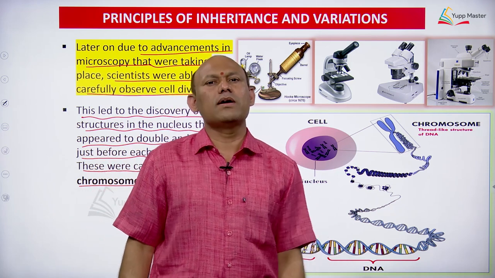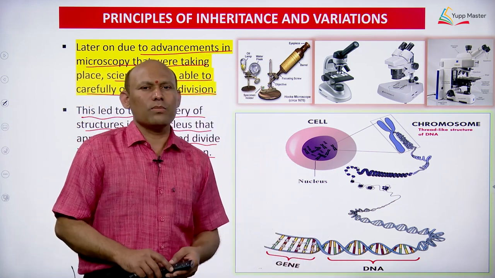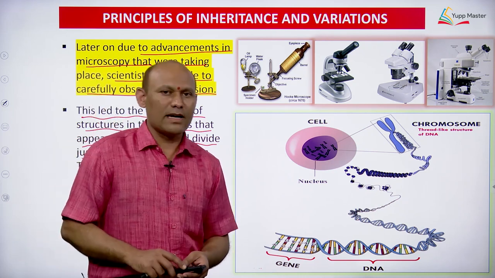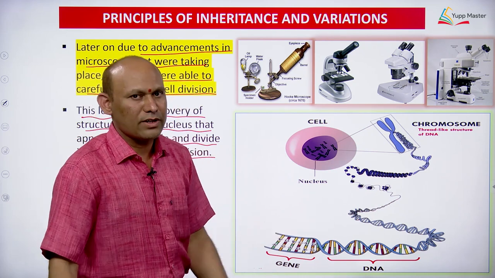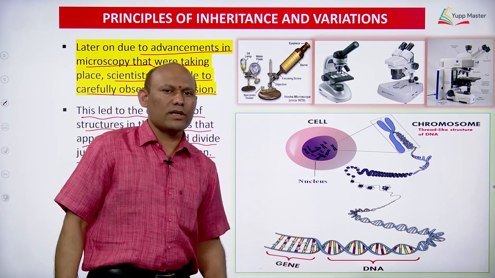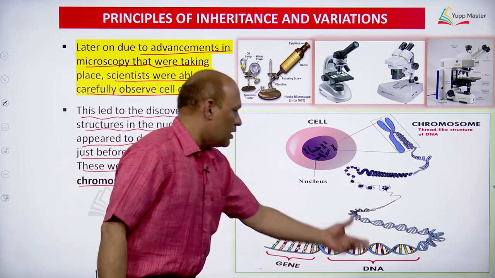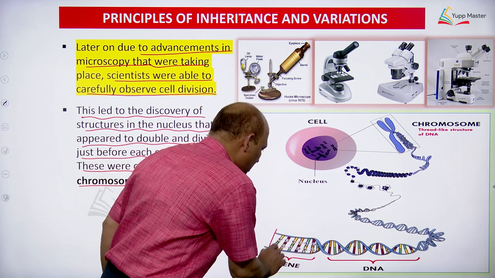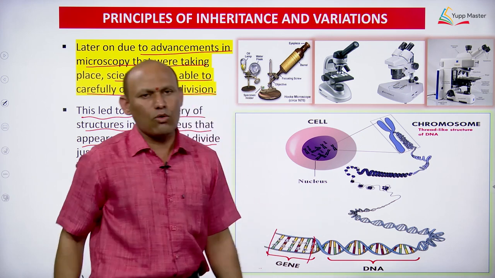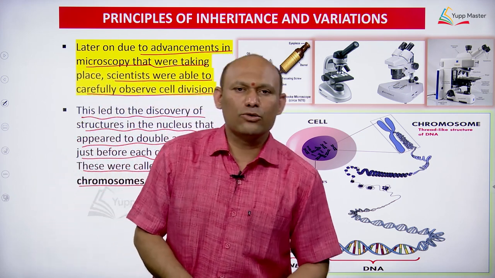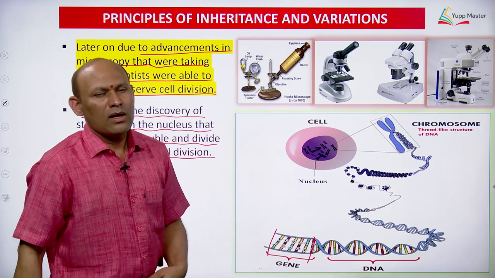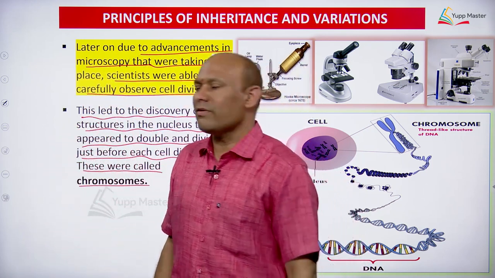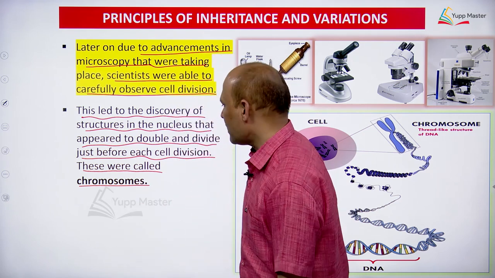So chromosome is made up of DNA. What is a chromosome? Chromosomes are small thread like colored structures present in the nucleus during cell division, made up of DNA and proteins. That's all. Part of the DNA is called a gene, dear students. I hope you got the point. Already you have studied all these things in 11th standard, in Cell, the Unit of Life.